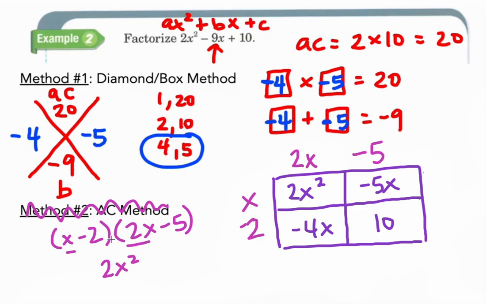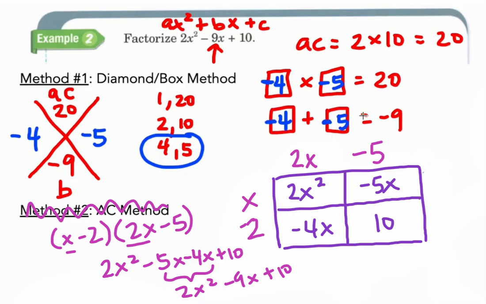squared. Outer is negative 5x. Inner, that's negative 4x. And last, plus 10. So then we go back to 2x squared minus 9x plus 10. So that's how you use the diamond box method.